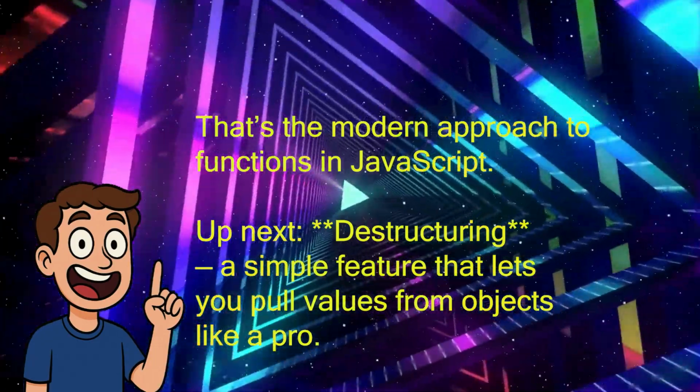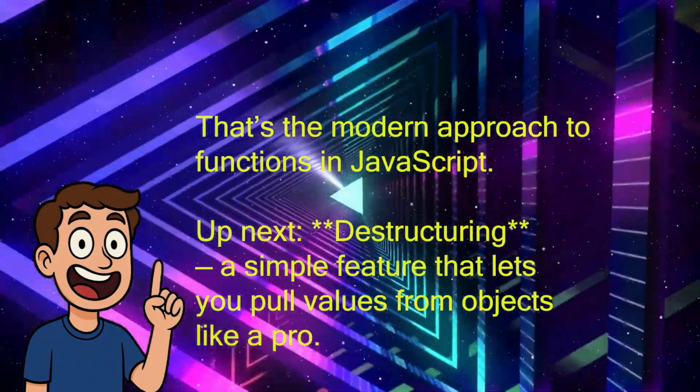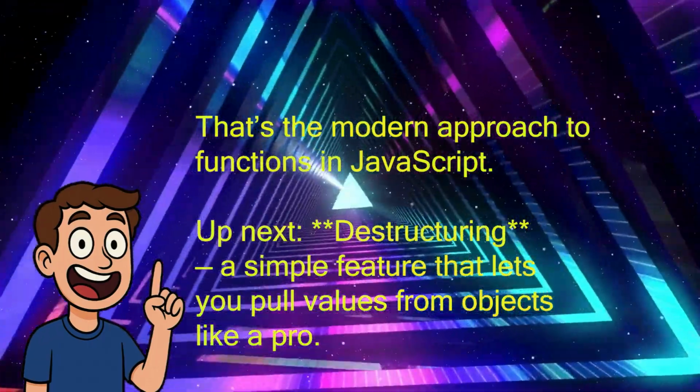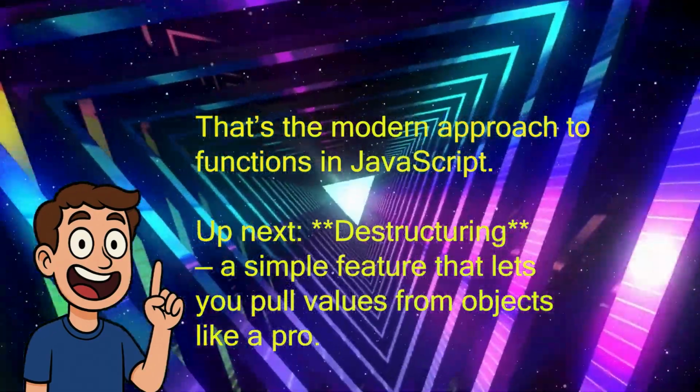That's the modern approach to functions in JavaScript. Up next in Essential JavaScript Features Episode 2, Destructuring. A simple feature that lets you pull values from objects like a pro.